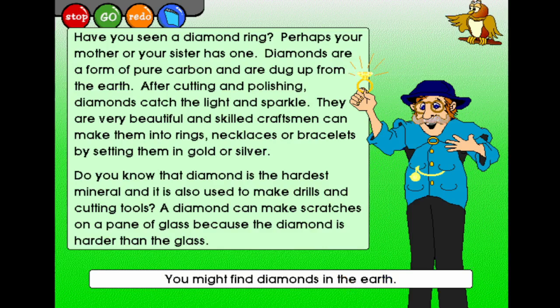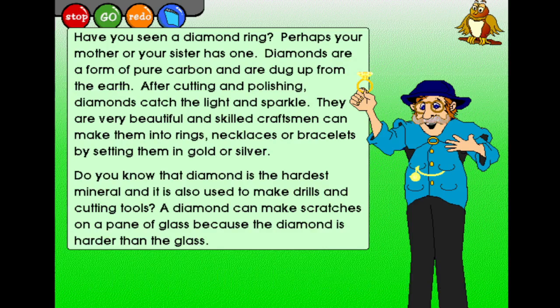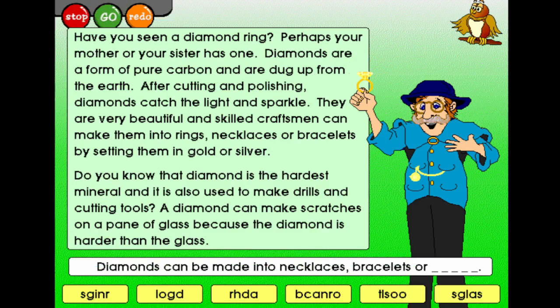You might find diamonds in the earth. Diamond is the hardest mineral. Diamonds are also made into tools. Diamonds are harder than glass. Read the text again. Each one of the jumbled words will complete a sentence. When you know, type it.